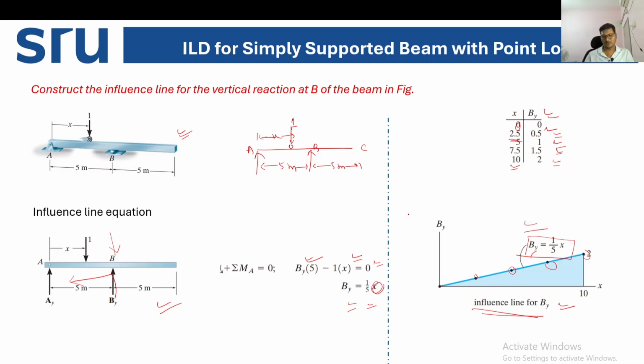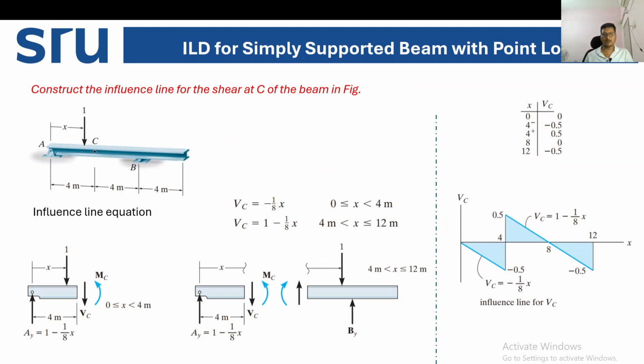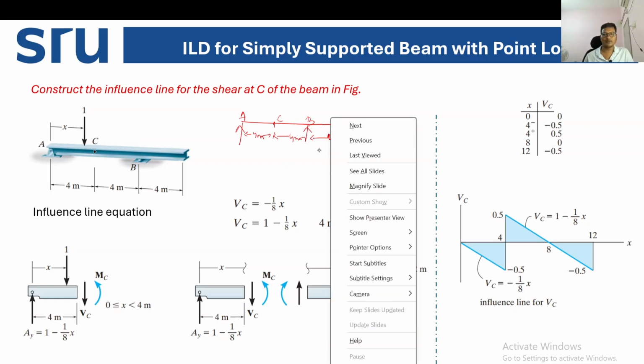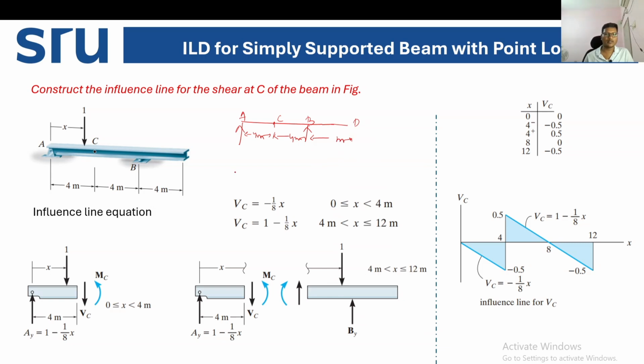Right? We'll move to another example, how to construct the influence line for shear force at C. This particular case we'll see. Here the beam is given, A and B, and here it is C, so A, C, B. Let's say this is D. So all are 4 meter distance: A to C, C to B, and B to D.